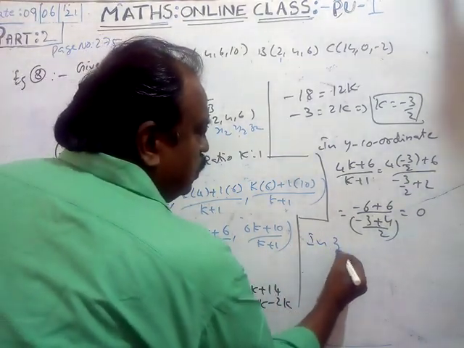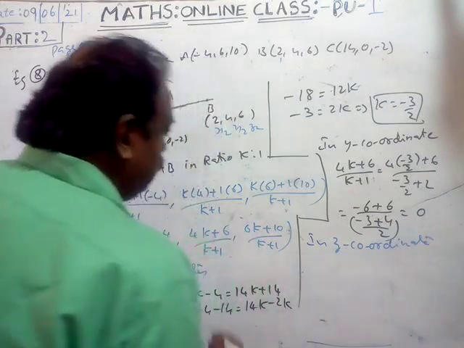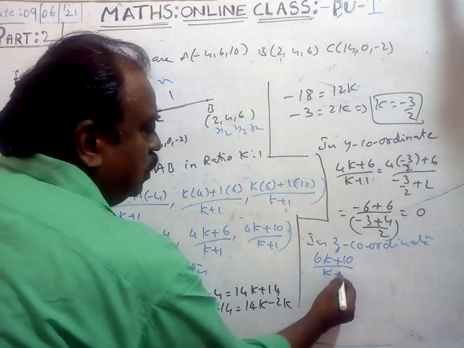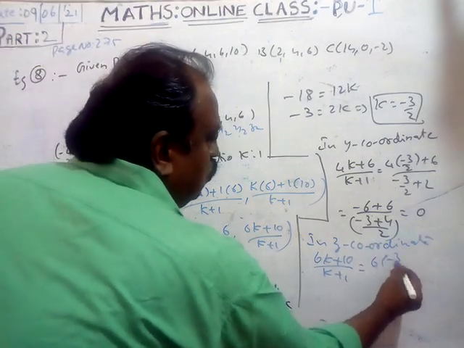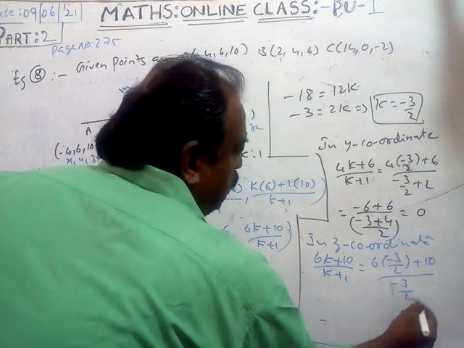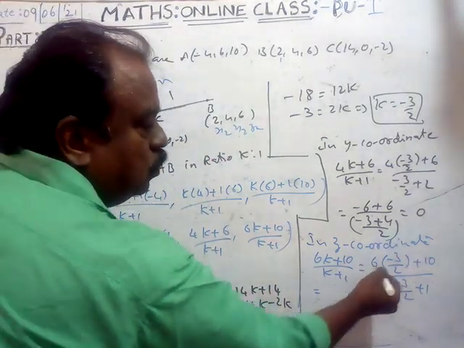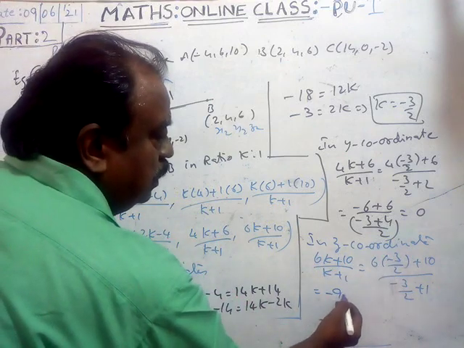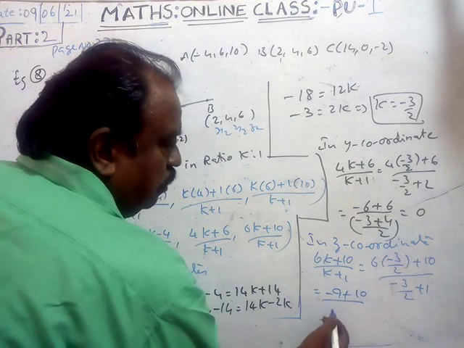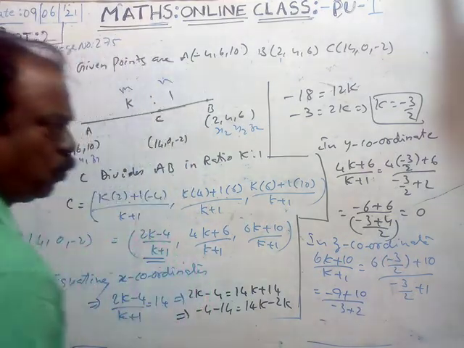in the z coordinate also, we will check. The z coordinate means 6k plus 10 by k plus 1. 6 into minus 3 by 2 plus 10 by minus 3 by 2 plus 1. Observe: 2 threes minus 9. 2 threes, 3 threes, 9. 10 by, here it is minus 3 plus 2.